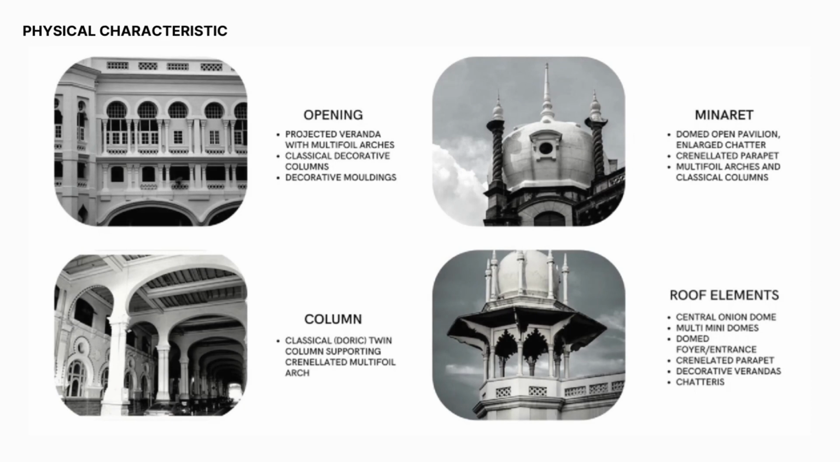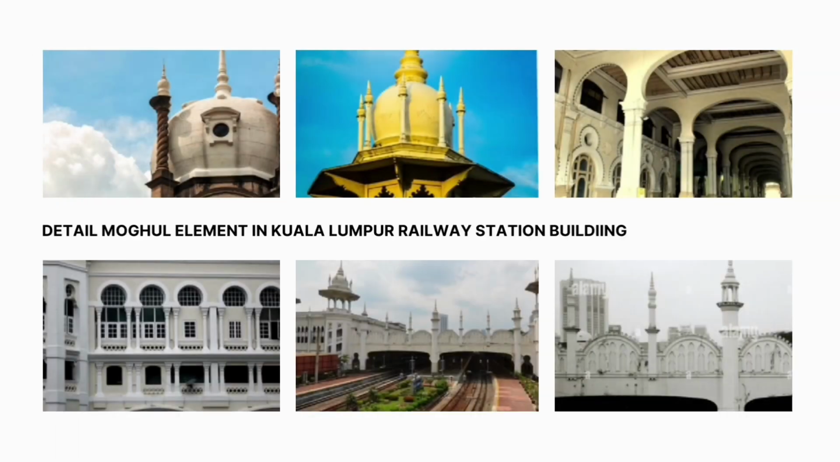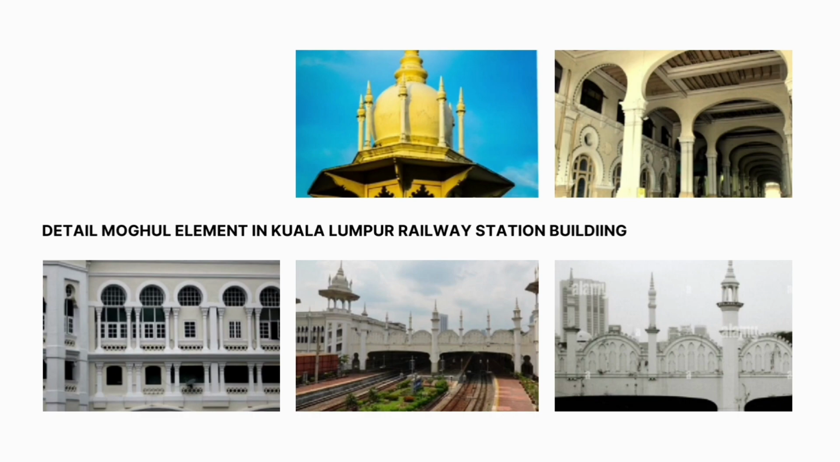The openings. Projected veranda with multifold arches. Classical decorative columns, decorative moldings. And the columns, classical Doric twin columns supporting the crenellated multifold arches. Minaret. Dome, open pavilion and large chhatri, crenellated parapet, multifold arches and classical columns. And the roof elements, central onion dome, multi-mini domes, dome foyer or entrance, crenellated parapet, decorative verandas and chhatris. And these are the details of Mughal elements in Kuala Lumpur Railway Station.